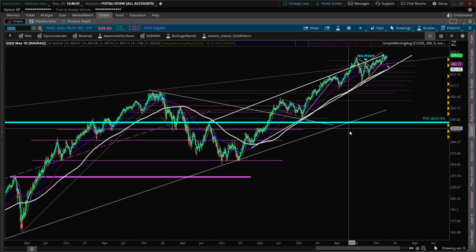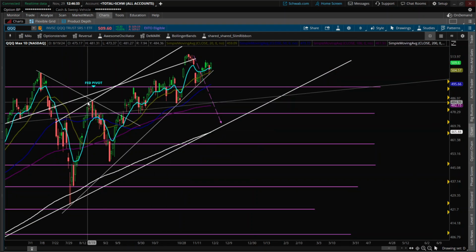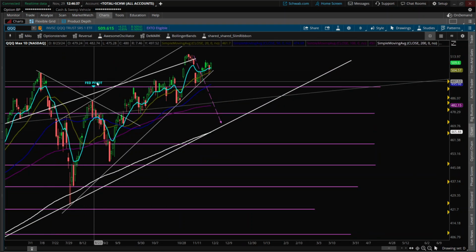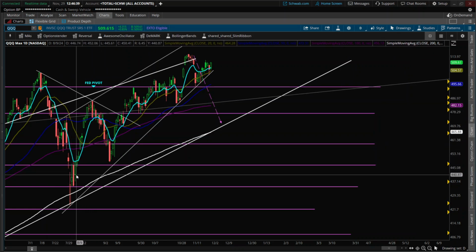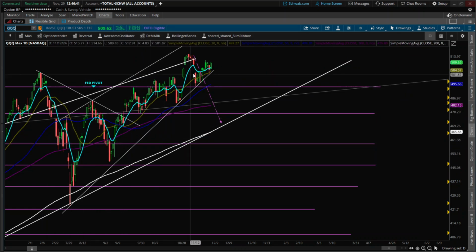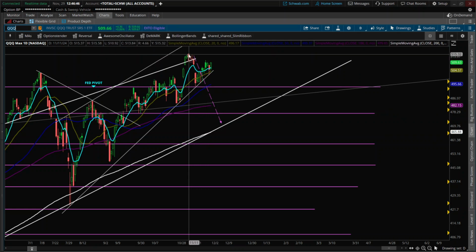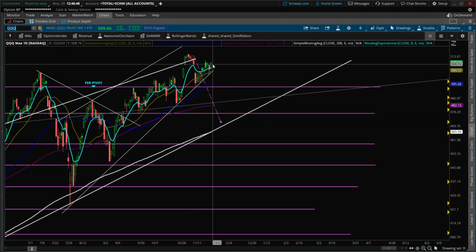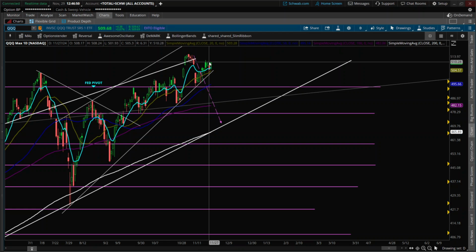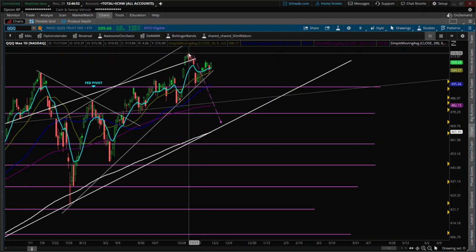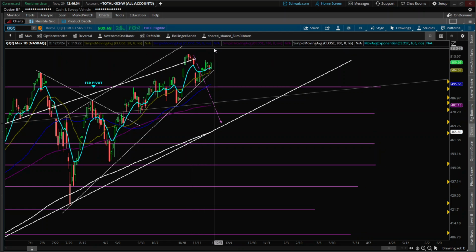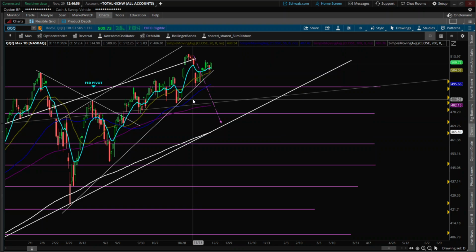Okay, so here's our top here that we had. And then we had that big decline, and we're forming this bearish rising wedge here as well. Okay, and then we're diverging right now from the market as well. So we have a high here and then a lower high, while SPY has a higher high. So that's a divergence in itself.